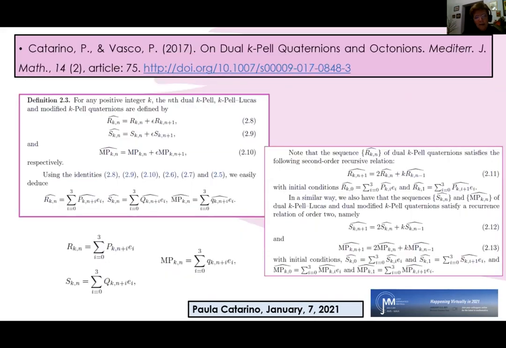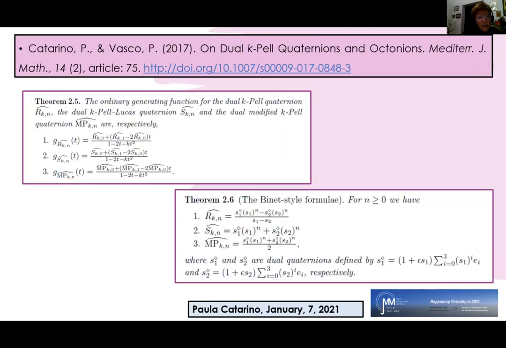In this paper, because we involved the dual numbers, we have on the left side the definition of dual kappa-Pell, Lucas, and modified kappa-Pell quaternions, and some properties on the right side, and also the definition of quaternions. On this slide, we can see the generating function of each one and also the linear formula of each one.